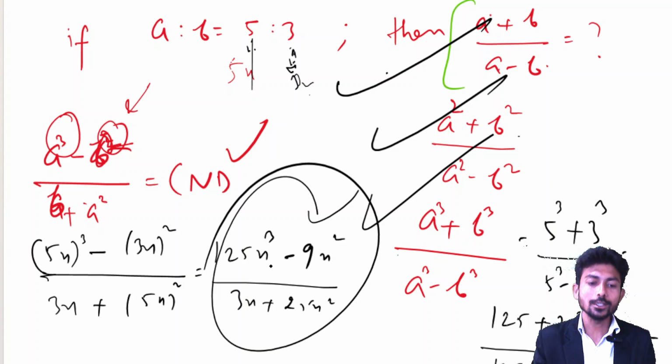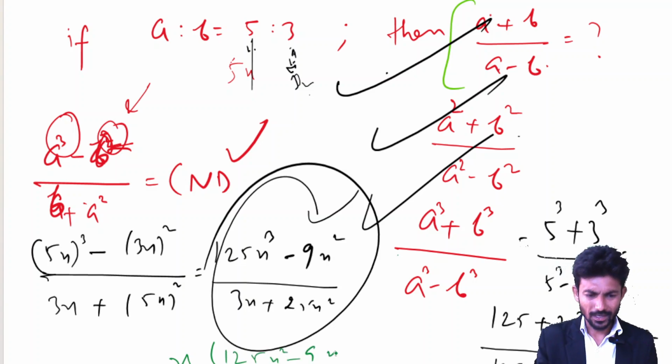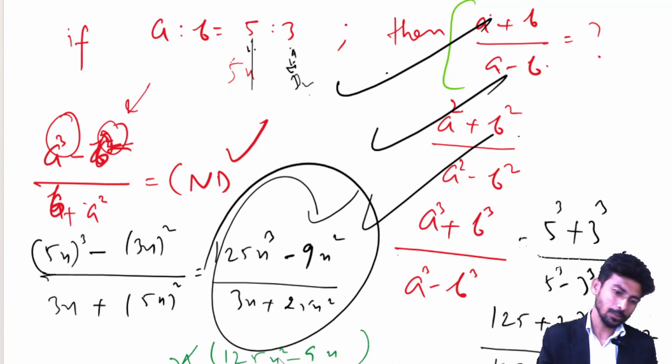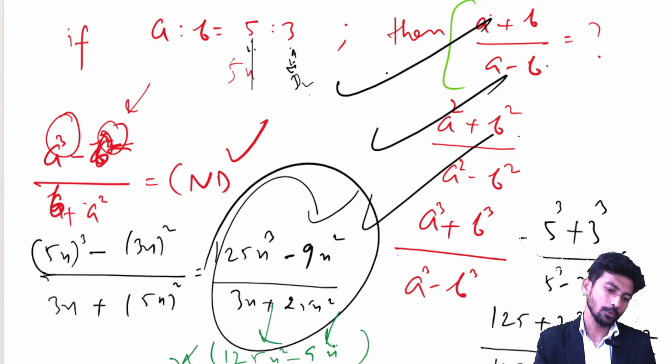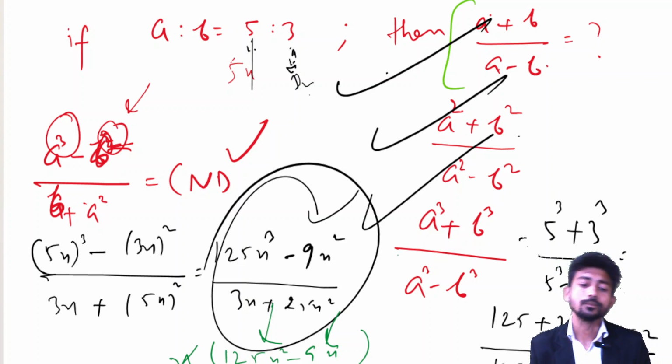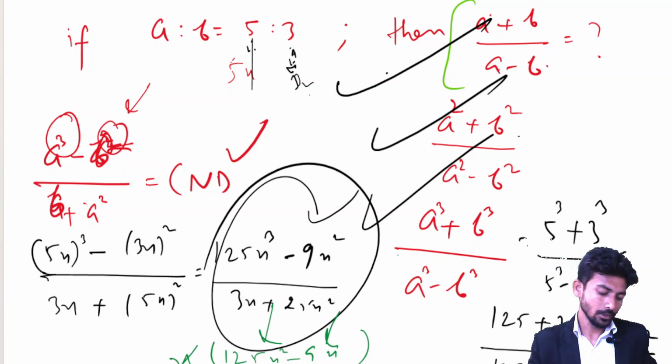Even if you take out x common, so 125x square minus 9x in the numerator, while from the denominator if x is taken common, 3 plus 25x square. So this x will get cancelled, but still we are left with the sum of the terms of x, and we do not know the value of this x. So therefore, the answer cannot be determined. The answer for this is C and D. Okay, let's move further.